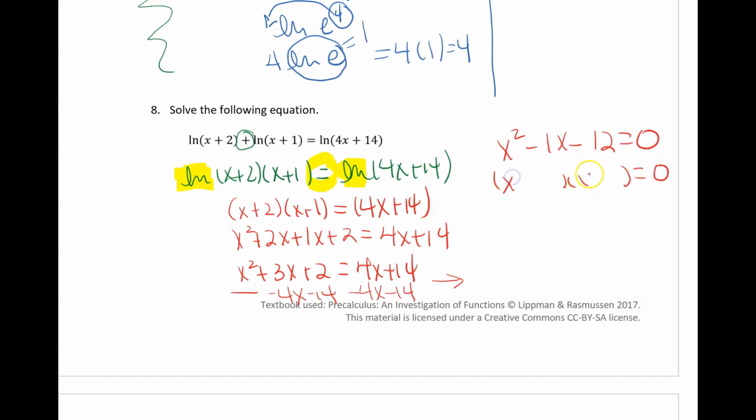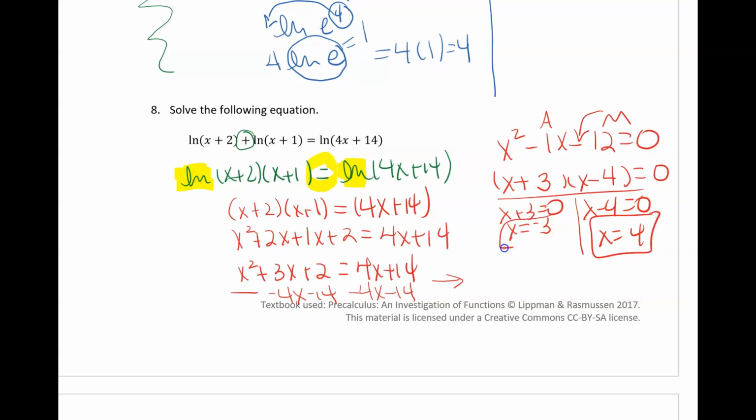So it gives me x and x. My signs are going to be different. And I think what will multiply to give me negative 12 and add to give me negative 1, that would be negative 4 and positive 3. Set both those equal. I get x to be negative 3 because x plus 3 could be 0. x minus 4 could be 0, so x is equal to positive 4.